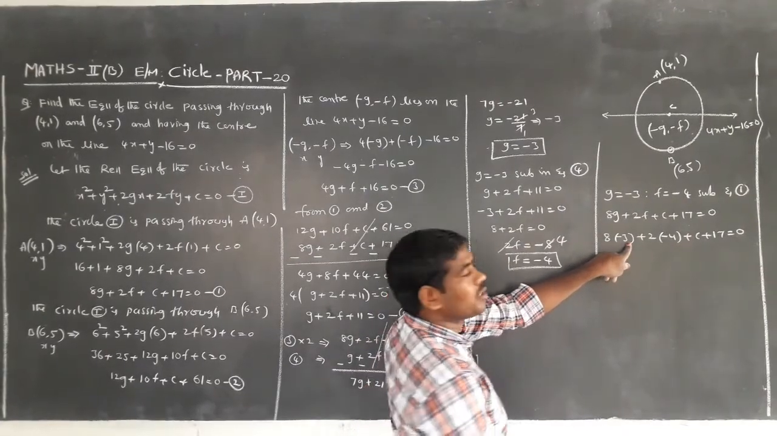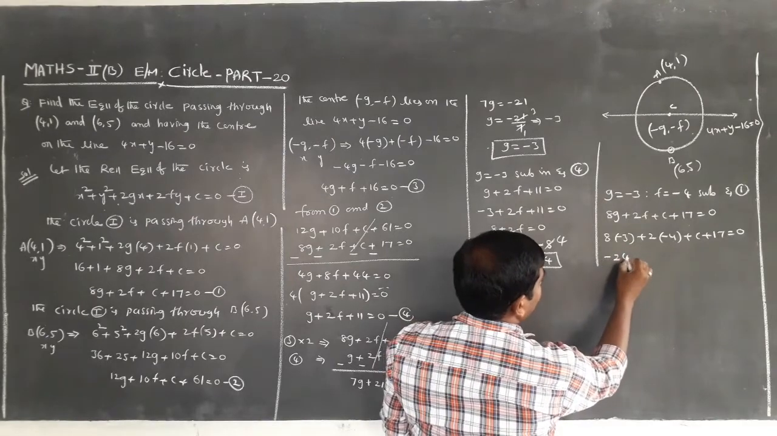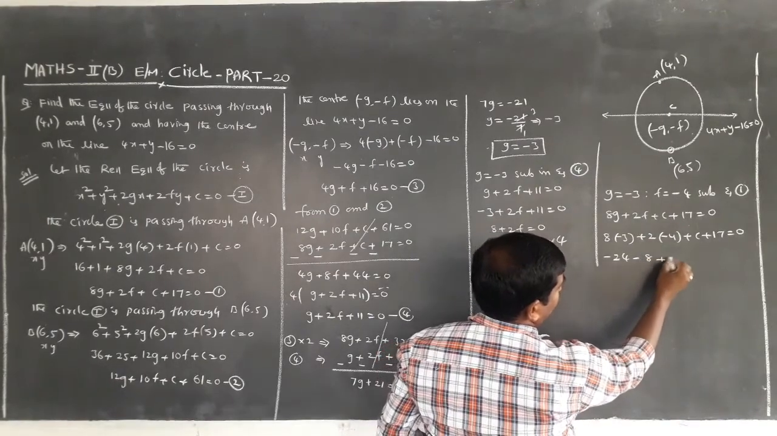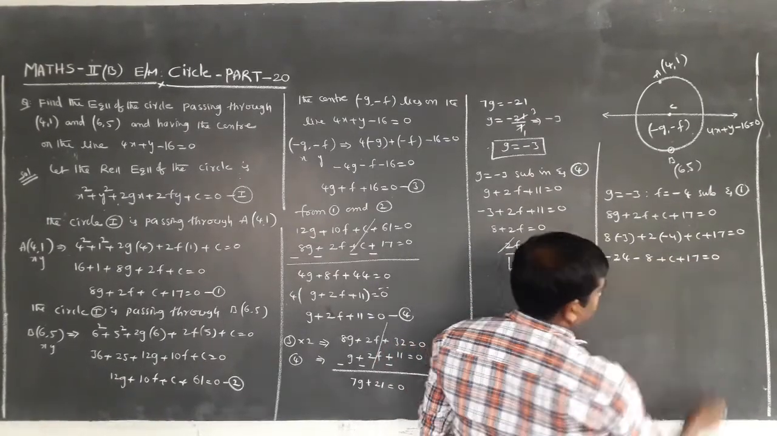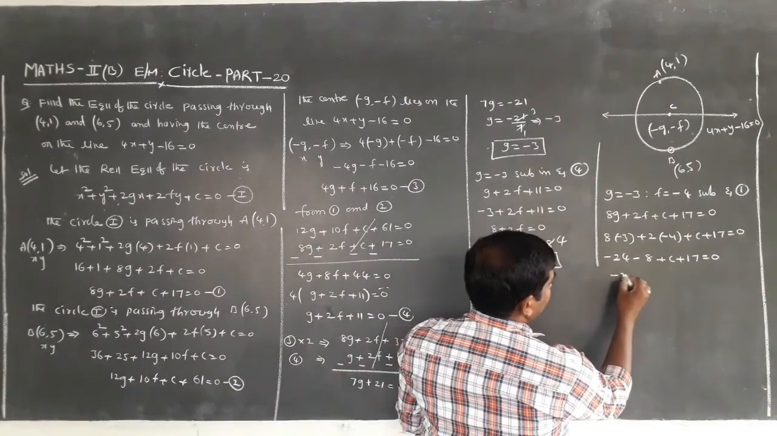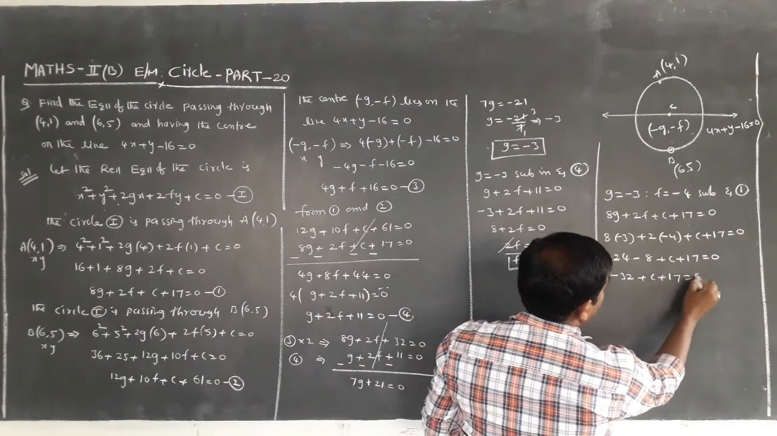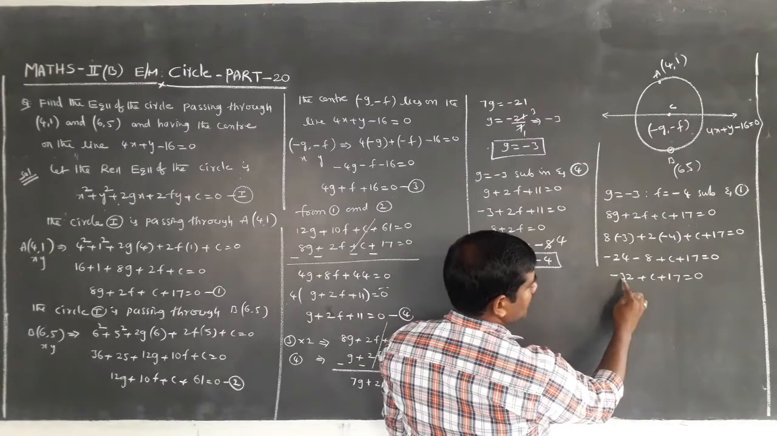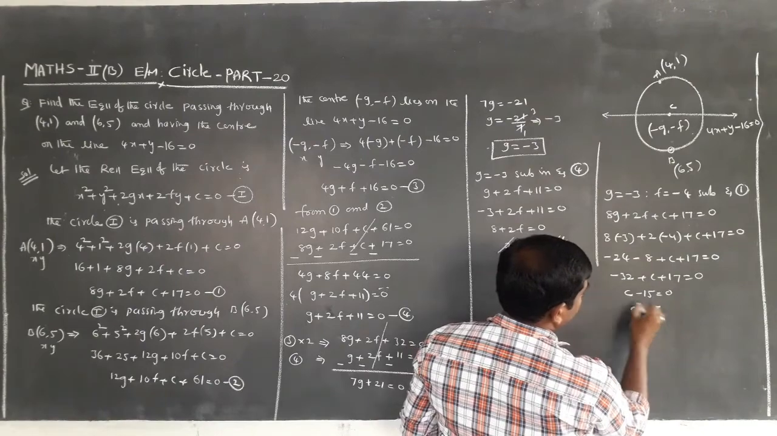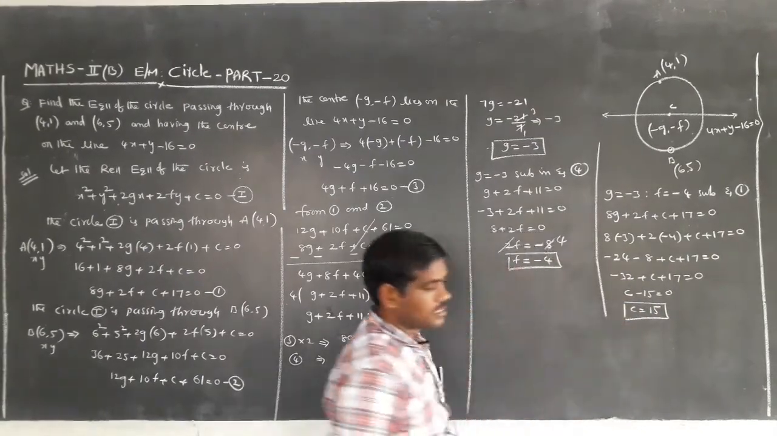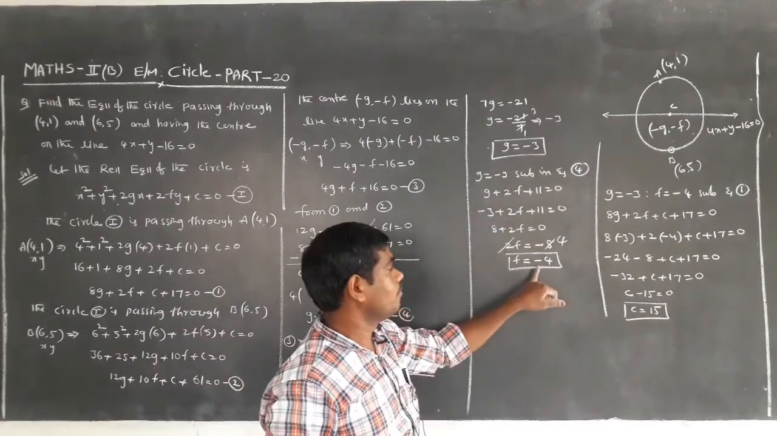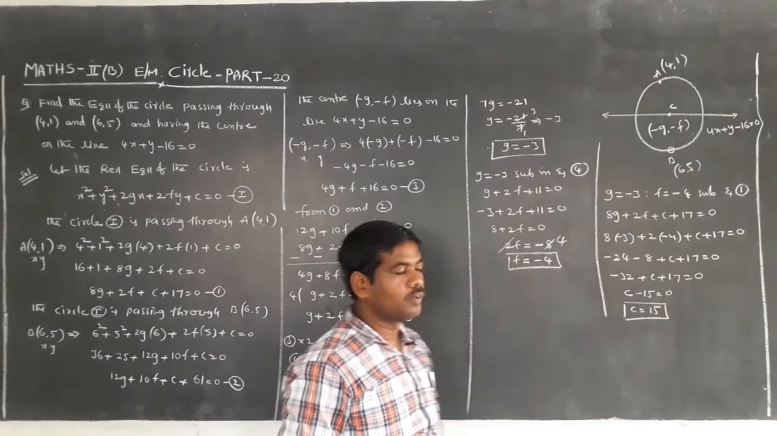8 times 3 is 24, so minus 24, plus 2 into minus 4 is minus 8, plus c plus 17 is equal to 0. Minus 24 minus 8 is minus 32, plus c plus 17 is equal to 0. c minus 32 plus 17 is minus 15, equal to 0. c is equal to 15. Therefore, g equal to minus 3, f equal to minus 4, c equal to 15.